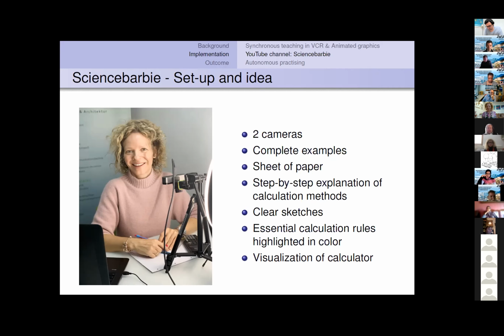And what I also do is when I use my pocket calculator, I also do this in front of the camera because many students, especially if they come from schools other than the HTL schools, didn't really know what the calculator is able to do. And so there's also training on how to use the calculator.